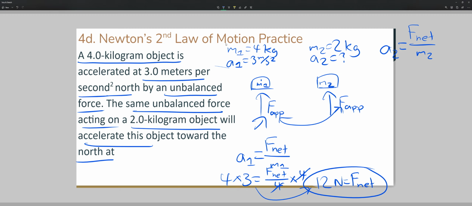So A2. Now that we know what my net force is, I can now solve for A2. My net force is 12 newtons. My mass of the second object is 2. And my acceleration is going to be 6 meters per second squared. And that's our answer.